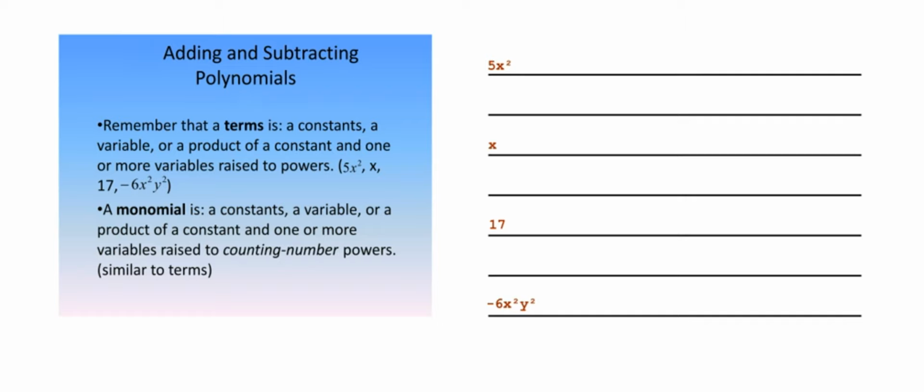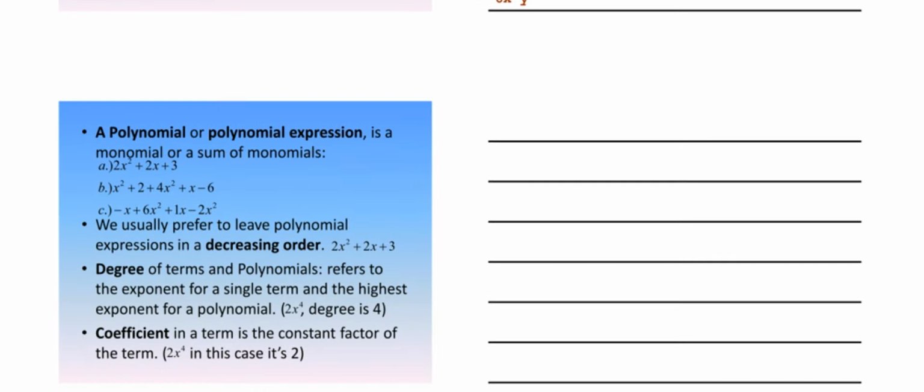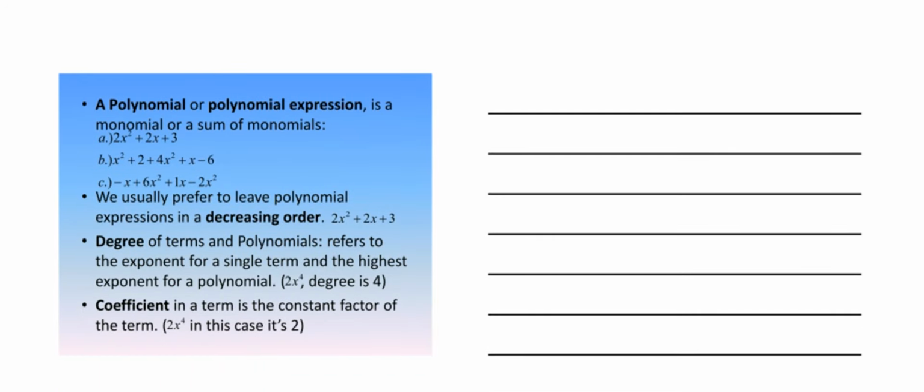A monomial is a constant, a variable, or a product of a constant and one or more variables raised to counting number powers. Similar to terms in others, just as a reference. So, similar idea to terms. A polynomial, or polynomial expression, is a monomial or sum of monomials.